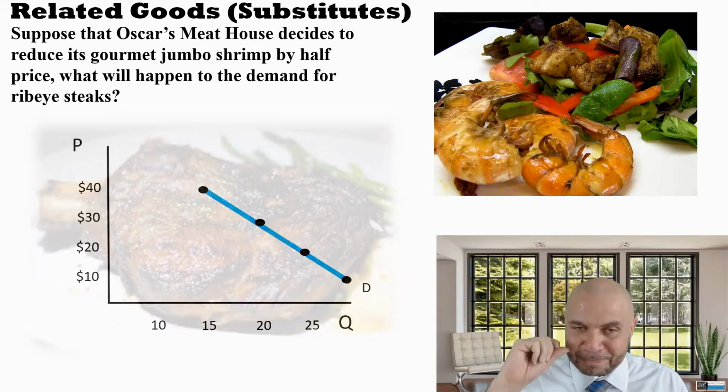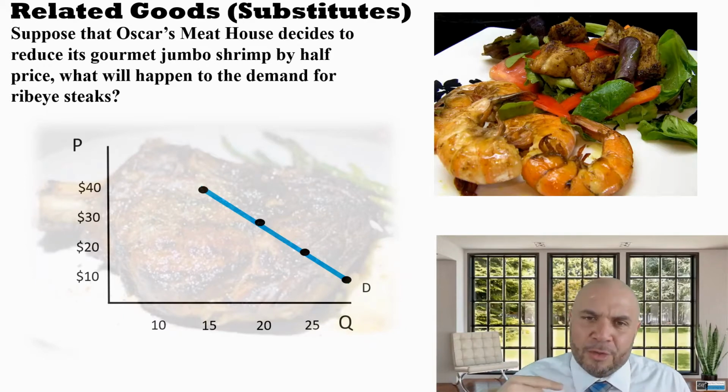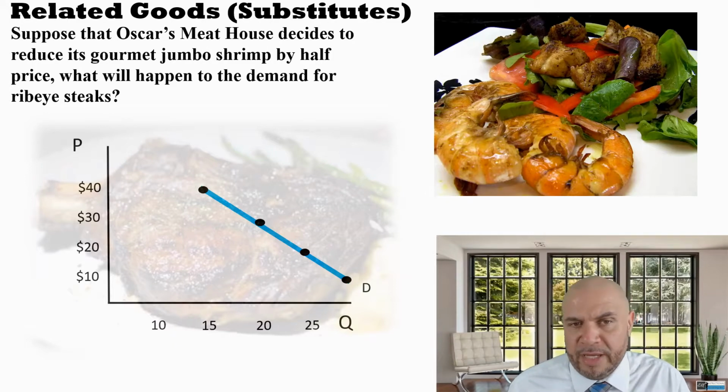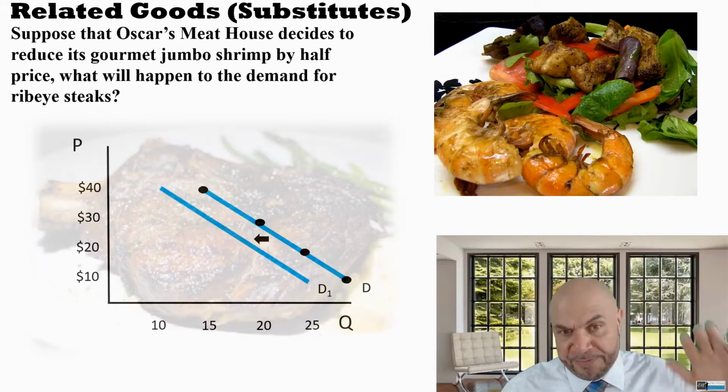In this situation, more people are buying shrimp. How is that going to impact the demand for ribeye steaks? If more people are buying shrimp, then fewer people are buying ribeye steaks. So therefore, the demand curve will shift to the left.